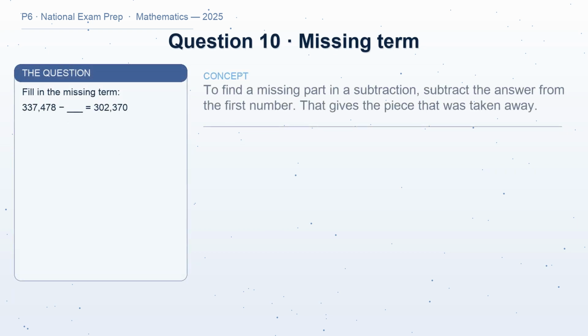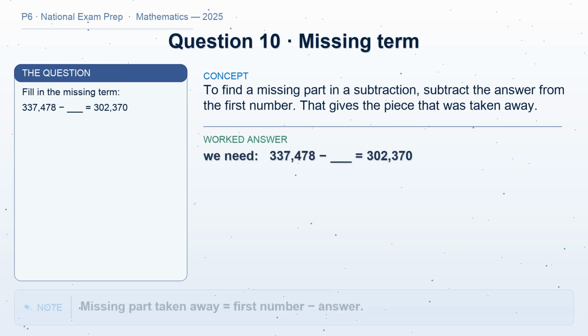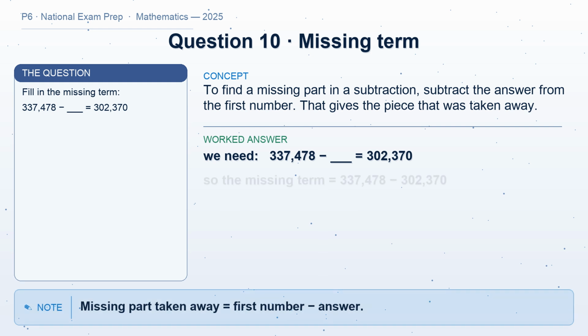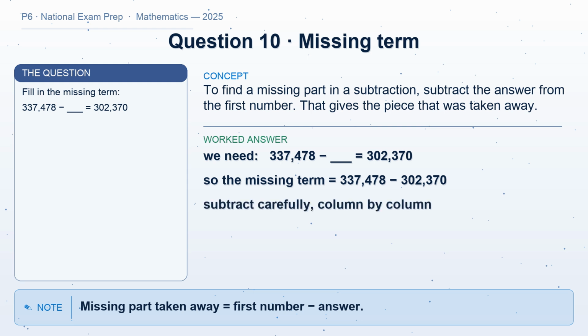Question 10. Fill in the missing term. 337,478 minus something equals 302,370. Here is a friendly way to think about it. The big number lost a piece and became the answer. To find the piece that was taken away, we subtract the answer from the big number. So we work out 337,478 minus 302,370. Take it column by column from the right. The missing term is 35,108.